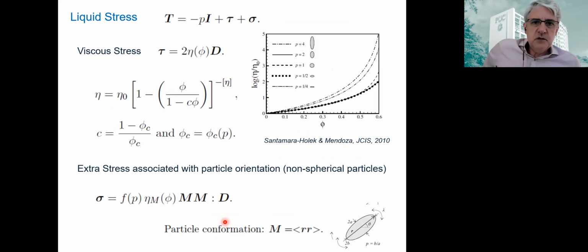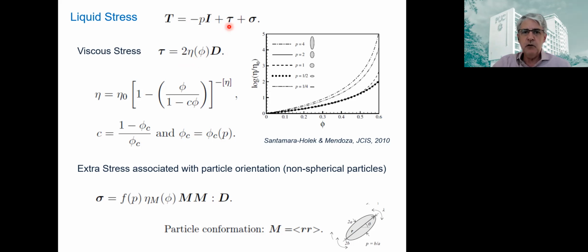We are going to assume that the liquid stress is composed of these three parts. So the regular isotropic part of the stress, the viscous stress, we're going to make the local viscosity a function not only of the shear rate, as in a shear thinning liquid, but also a function of the local particle concentration. So we need to find the local particle concentration at each point of our flow to look at the viscosity as a function of the particle concentration and also of the shear rate. If we have spherical particles, we only have these two terms in the total stress.